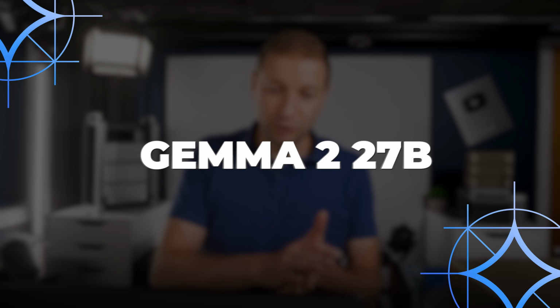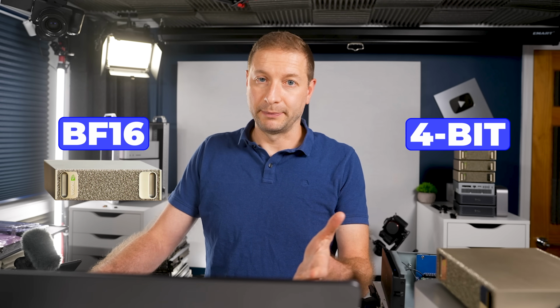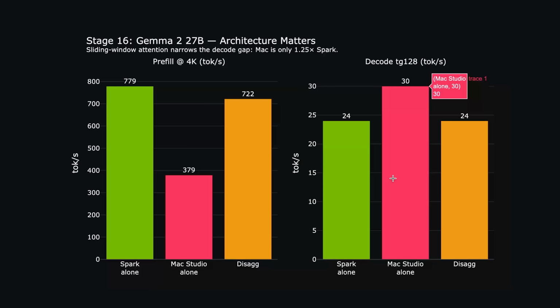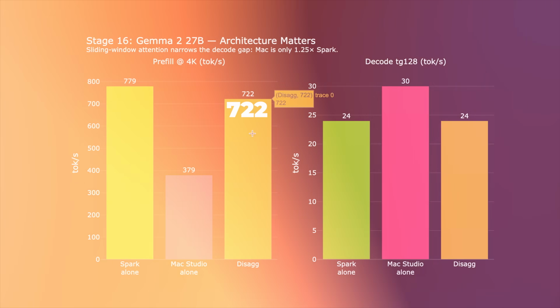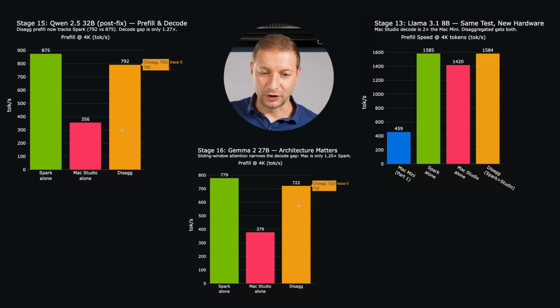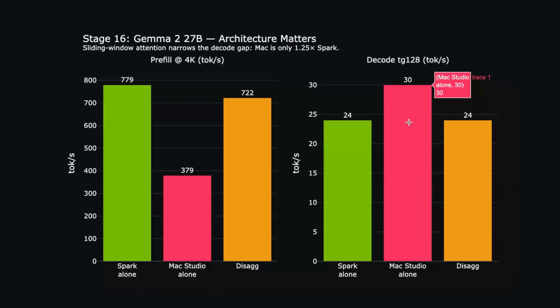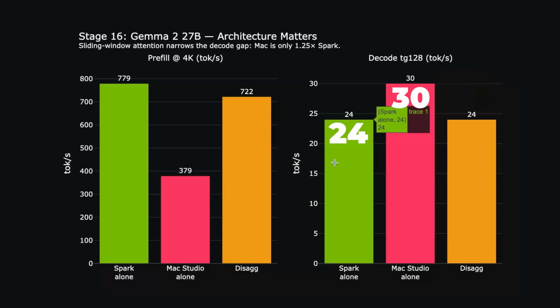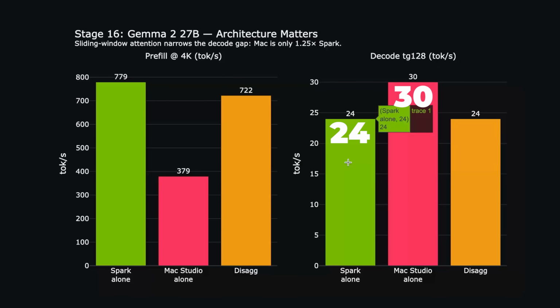I went with Gemma 2 27B, again BF16 on the Spark, and the 4-bit MLX version on the Mac Studio. Very similar looking chart, right? But slightly different numbers. The Spark gets 779 on prefill, Mac Studio 379, and disaggregated 722. Same shape as before. I call this the upside down middle finger. I probably shouldn't call it that, but that's what it looks like. On the decode side, we've got Mac Studio at 30, Spark at 24, and that's only a 1.25 times gap here.